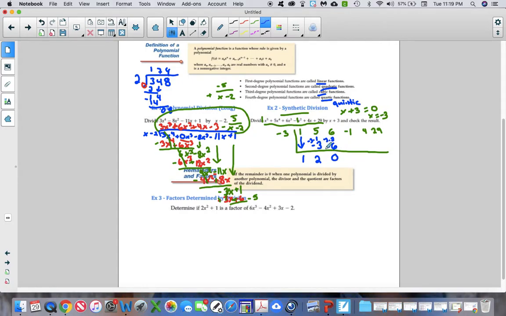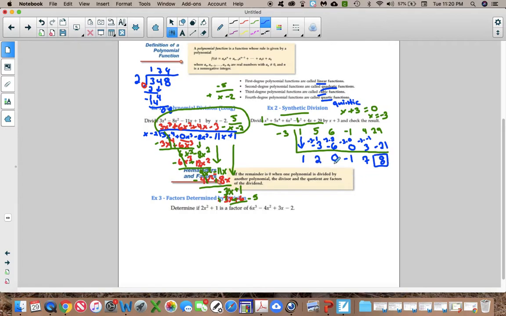Then I multiply again. -3 times 0 is 0, so -1 and 0 makes -1 when I add them. Then I go again. -3 times -1 is a +3, and 4 and 3 added together makes 7. So you're constantly doing multiply, add, multiply, add, multiply, add. Last one, -3 times 7 makes -21, sorry, -21. And 29 and -21, when I add those together, gives me 8.